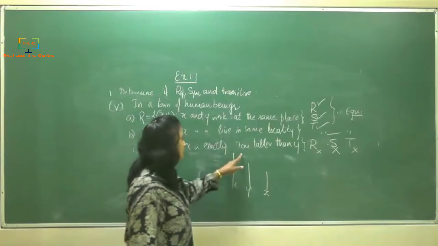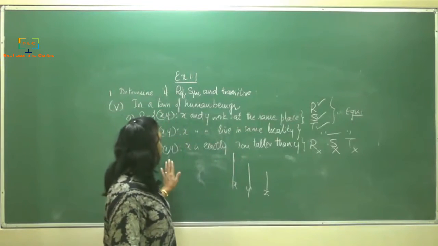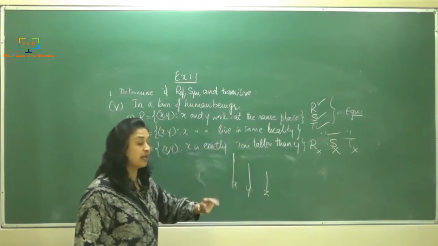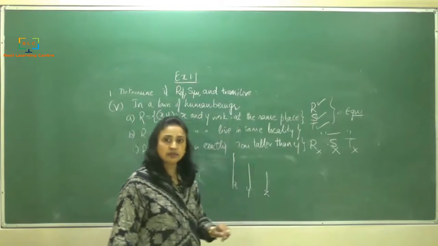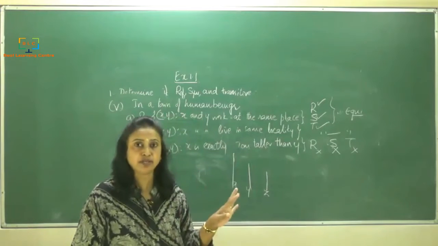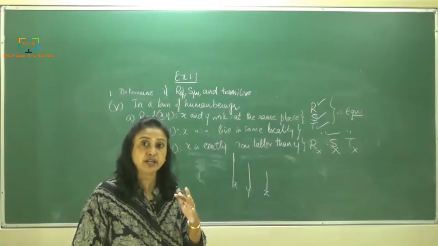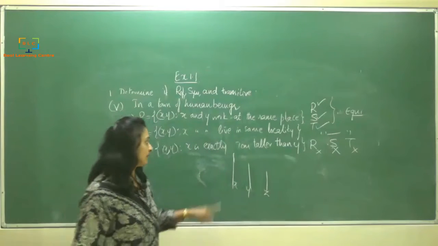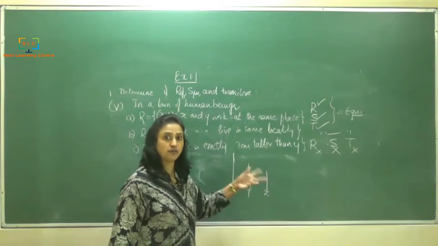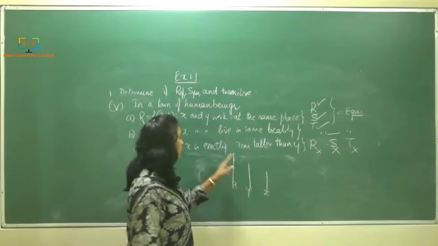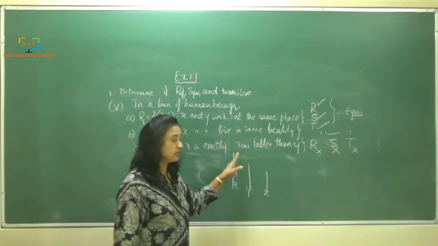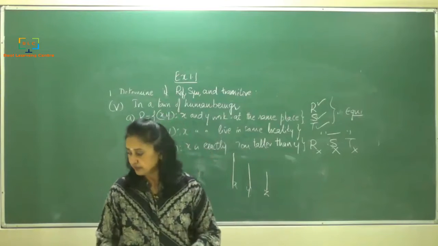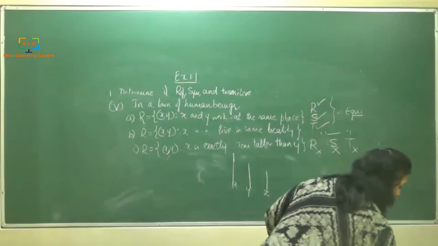And now in this particular question, had they not informed exactly 7 centimeter, if they simply say X is taller than Y, X cannot be taller than X, so it will not be reflexive. If X is taller than Y, Y cannot be taller than X, so it is not symmetric, but it would be transitive. If X is taller than Y and Y is taller than Z, it is obvious that X is taller than Z. So, if they had not mentioned 7 centimeter, then this relation would be true only for transitivity. I hope this question is clear for you.